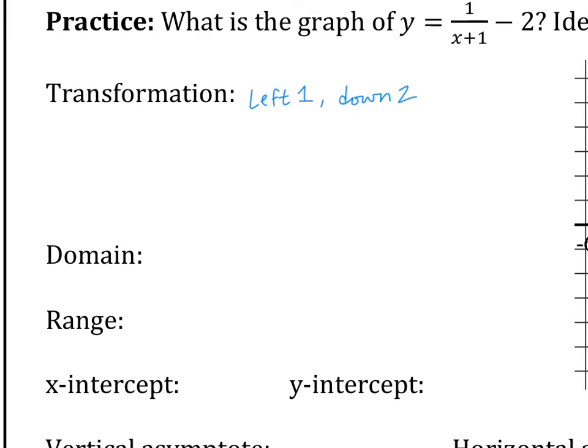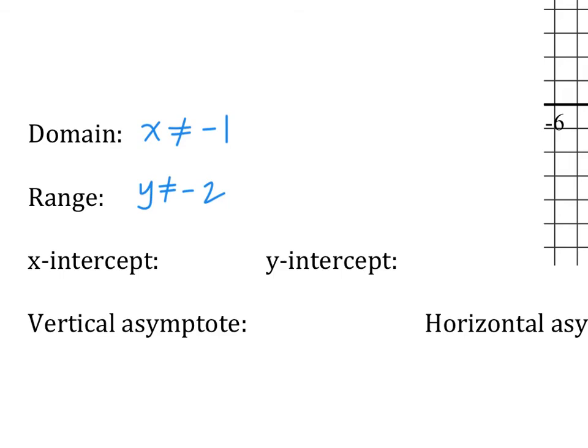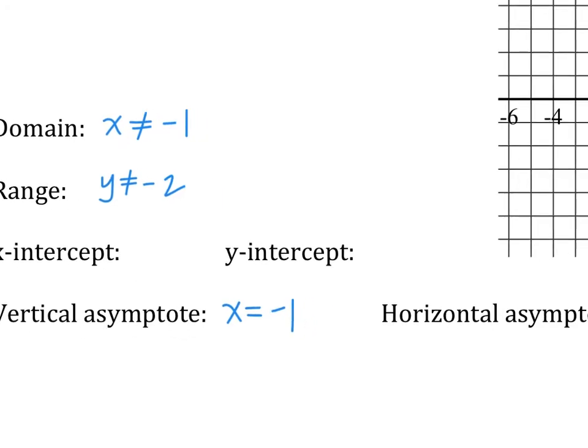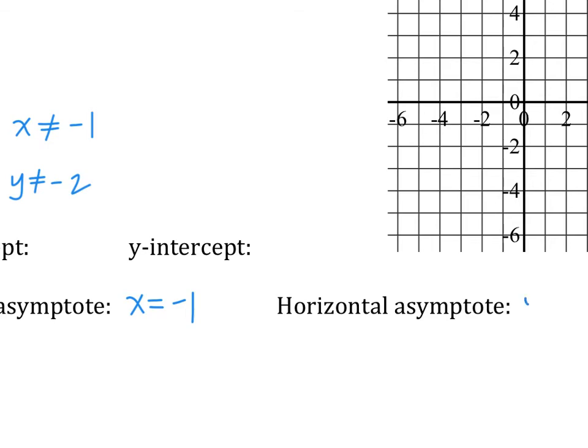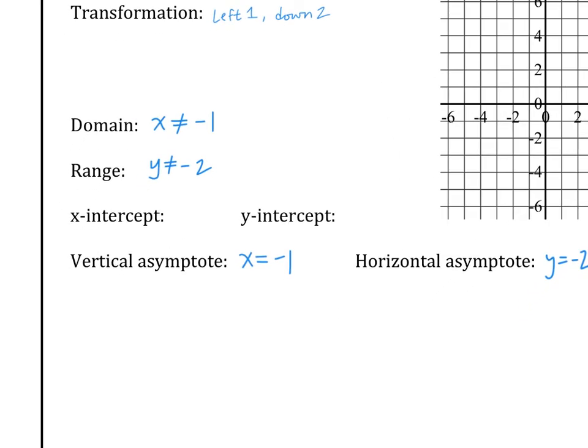What is the domain? X cannot equal -1. Can you guess where the range is? Y can't equal -2. Good. Okay, so then it's much easier if we just go straight down to vertical and horizontal asymptote. So where's the vertical asymptote? X equals -1. Yes, and then horizontal asymptote is? Y equals -2. Good. All right, let's try solving x and y intercept.